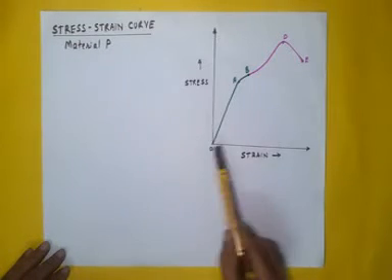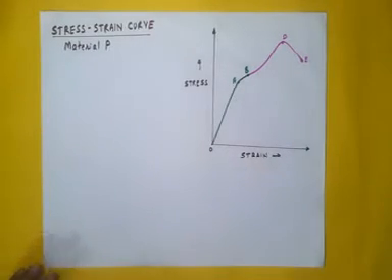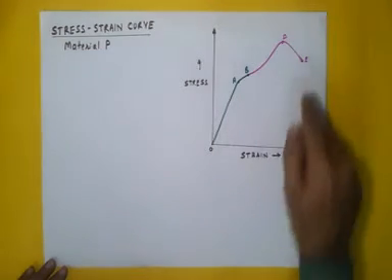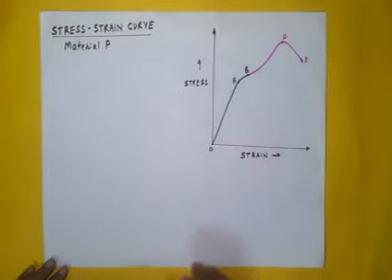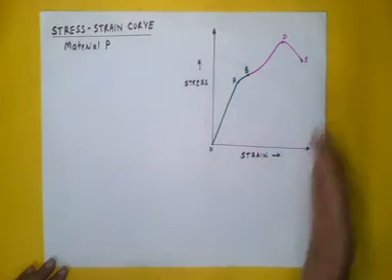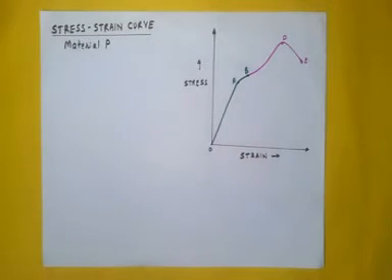Our material is material P, and this is the stress strain curve. What we are going to focus on in this video is to understand how this particular graph is obtained, what is the interpretation of various parts of the graph, and why this particular shape. To understand that, first let us look at how this graph is obtained.